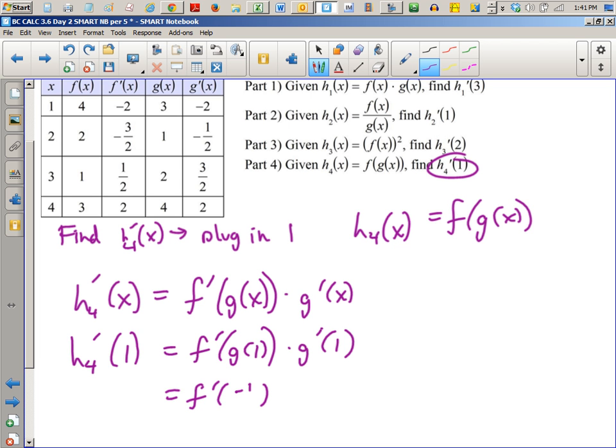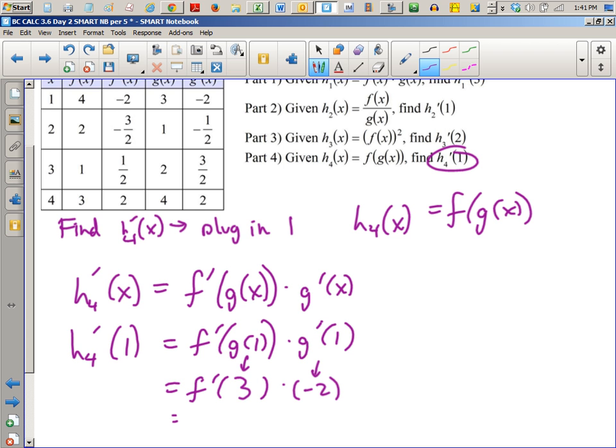Wait, g of 1 is what? 3. Yeah, make sure you're looking in the right spot there. g of 1 is 3. g prime of 1 is negative 2. Okay. And then now I got to go to the table and find f prime of 3. So that's 1/2. So this comes out to negative 1 in the end.